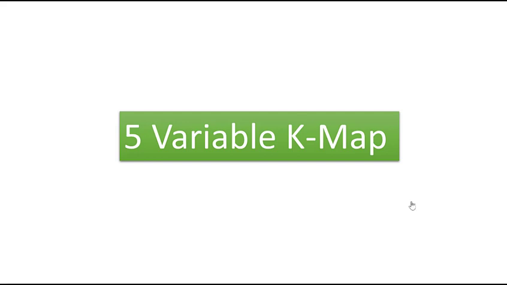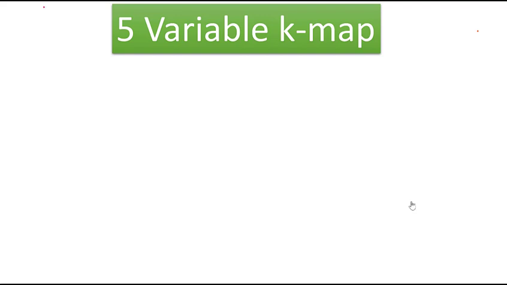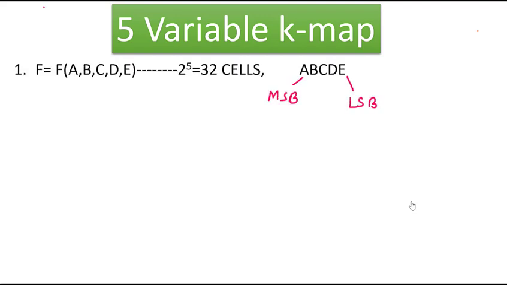In the last lecture we have seen how to minimize the 5 variable K-map. Today we are going to discuss how to minimize the 5 variable boolean function using 5 variable K-map. In case of 5 variables you are going to have total 5 literals A, B, C, D, E, and because of 5 literals we are going to have total 2 power 5 cells. That means you are going to have total 32 cells. So in case of 4 variable you have 2 power 4, 16 cells. In case of 5 variable you are going to have total 32 cells.